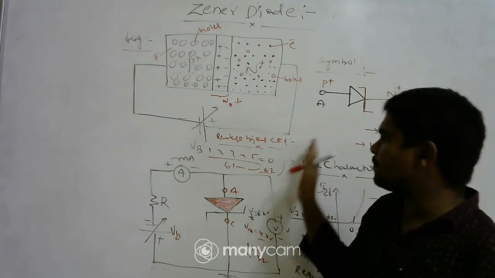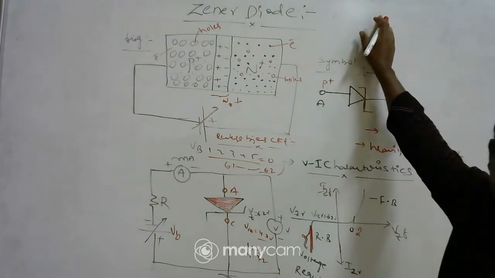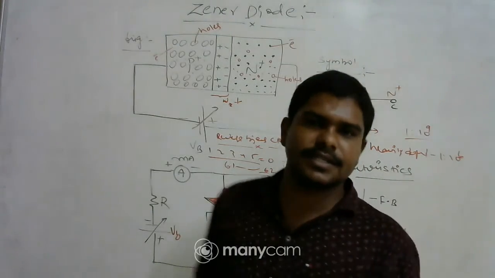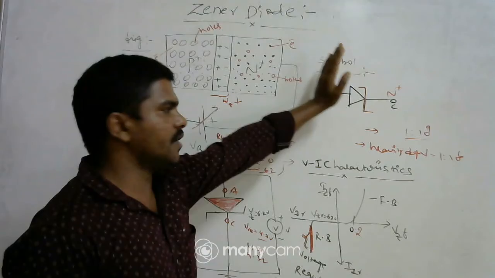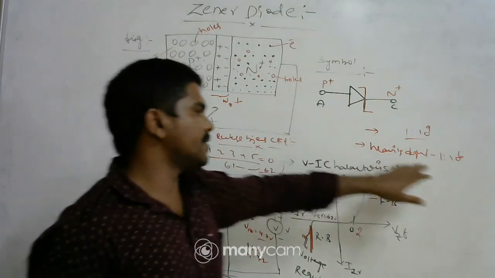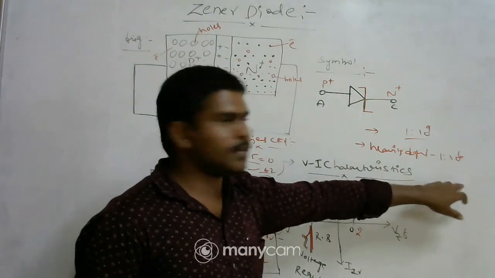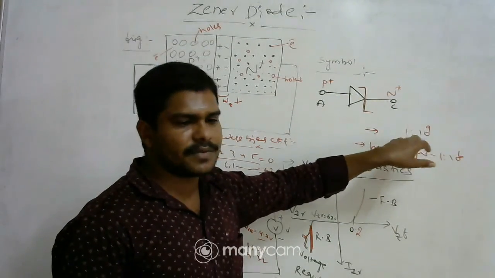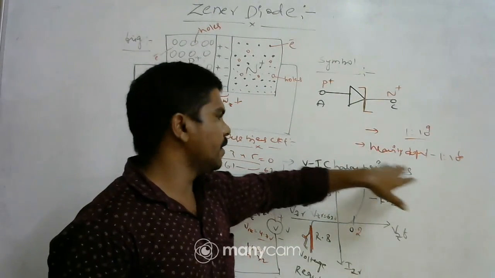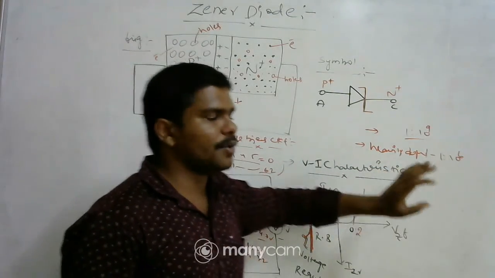Zener is a scientist who invented this Zener diode. A Zener diode is a heavily doped diode. The doping level is 1 in 10 to the power of 6. For a lightly doped diode, it is 1 in 10 to the power of 9. So this Zener diode is a heavily doped diode.